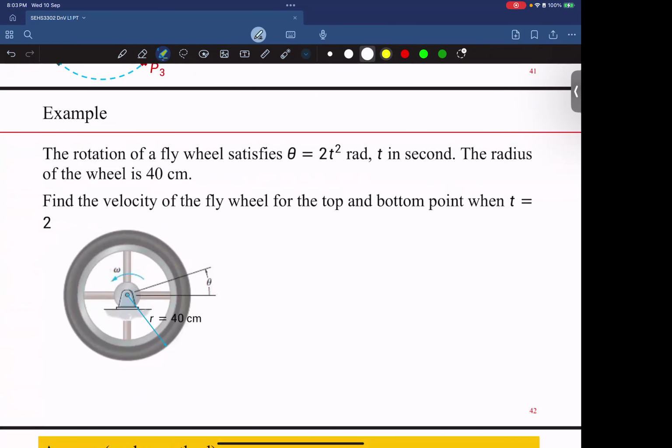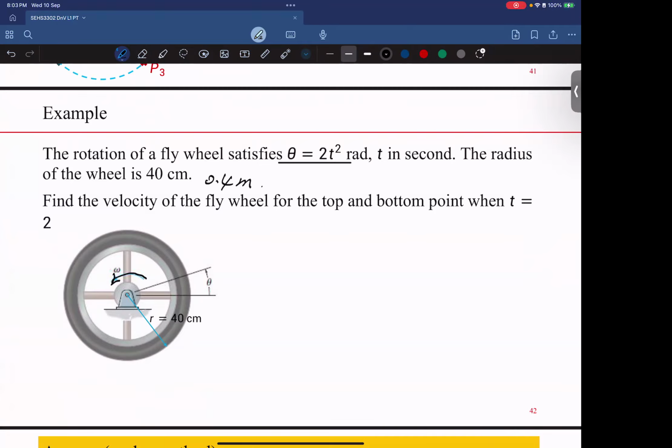Let's see this example. This is a flywheel. It rotates counterclockwise like this, and we know theta is 2t squared, where t is in seconds. The radius of the wheel is 40 centimeters, which is 0.4 meter.